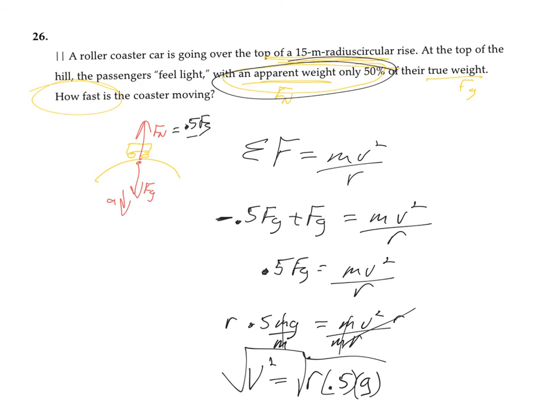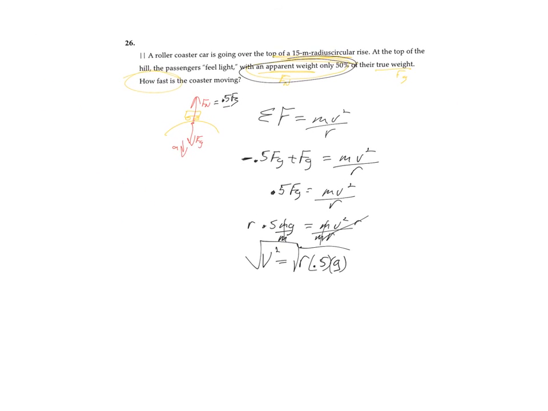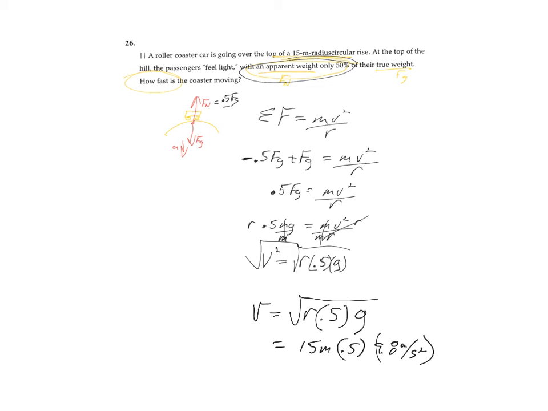We'll square root both sides, and I need a little room here. I'm writing too big. I don't know what's wrong with me today. Alright, let's go back to this. So v equals the square root of r times 0.5, half of gravity basically. Oh, I should have written in what r was. 15 meters times 0.5 times 9.8 meters per second squared.